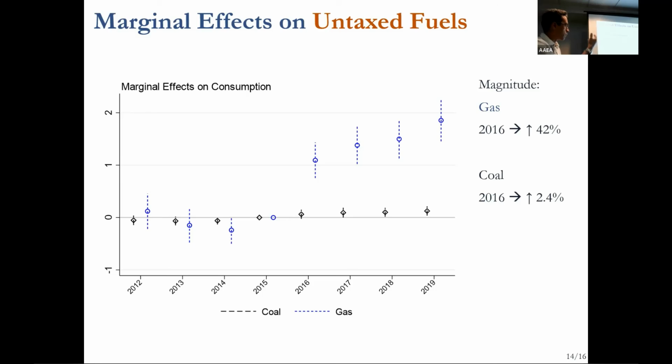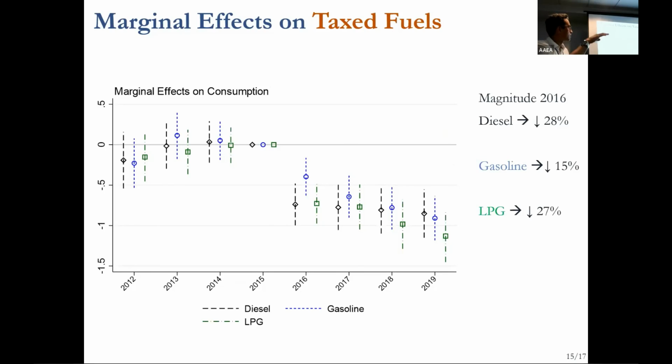If you just look at 2016, for example, these are inverse hyperbolic sines. So when you do the conversion at the mean level, which is 38% of the carbon intensity, it's going to be a 42% increase in the consumption of natural gas after the implementation of the carbon tax, and then a 2.4% increase for coal.